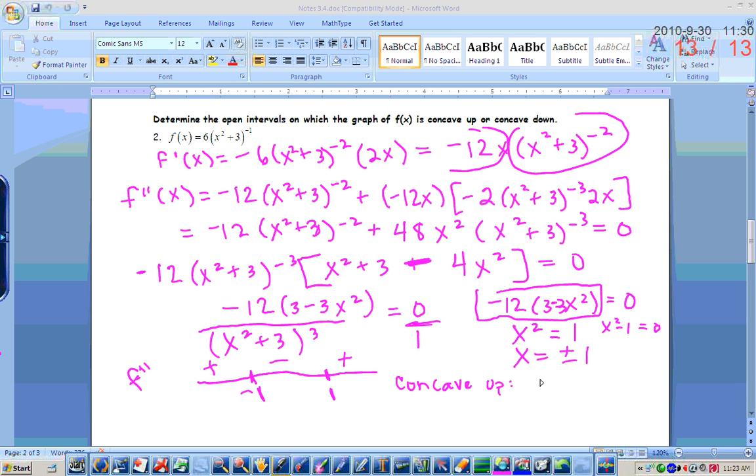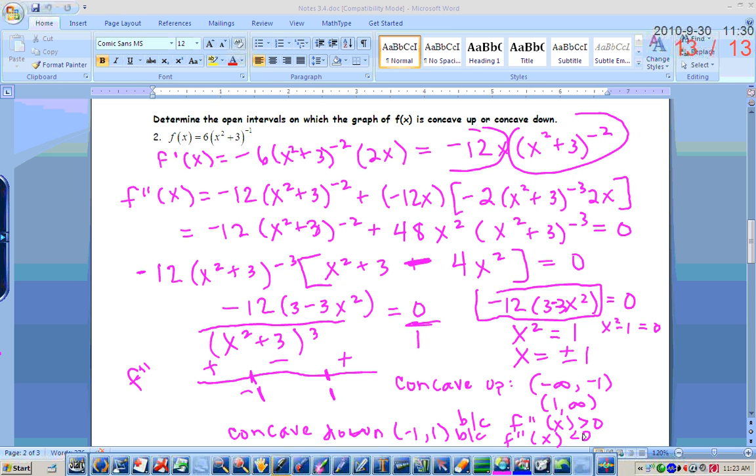All right, so where are we concave up? Negative infinity to negative 1 and 1 to infinity, because f double prime of x is greater than 0. And I am concave down from negative 1 to positive 1 because f double prime of x is less than 0.